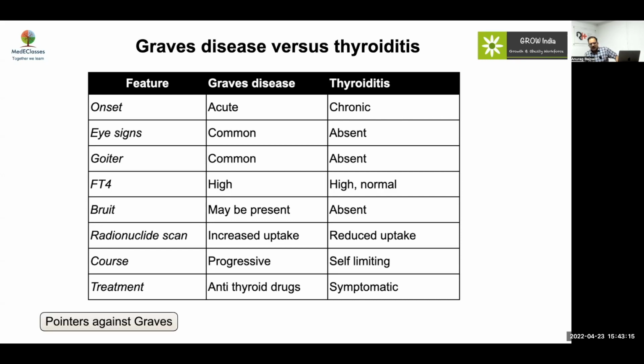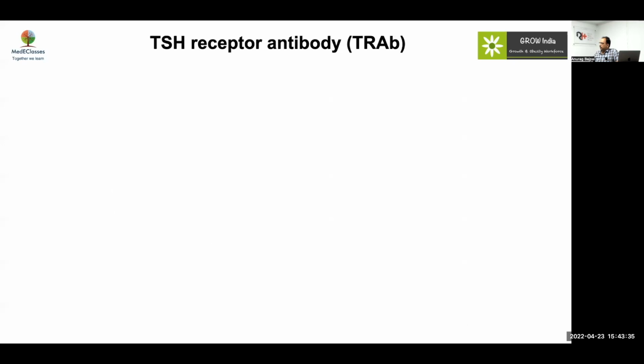So pointers against Graves are no goiter, age less than 1 year. So less than 1 year, like in diabetes, we say if the age is less than 1 year, think twice before you say it is type 1. It may be a maternal passage of thyroid antibodies or a TSH receptor activating mutation which can cause that. And that will give you a picture.